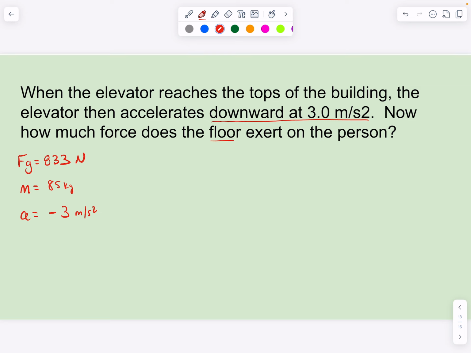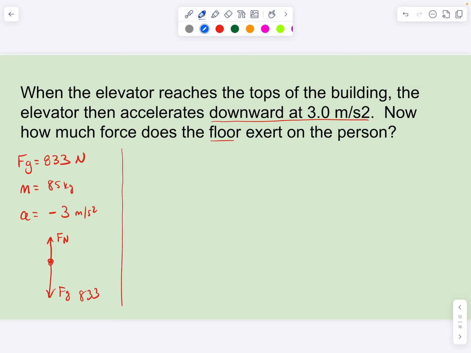It's accelerating downwards. We're not going to ever have a negative mass. You can't have a negative value for a weight of something, but we can have a negative acceleration to demonstrate that it's moving in a different direction. So our Fn is here. We don't know what that is still. Our Fg is here with 833. And now let's see if we can figure out the force of the floor.